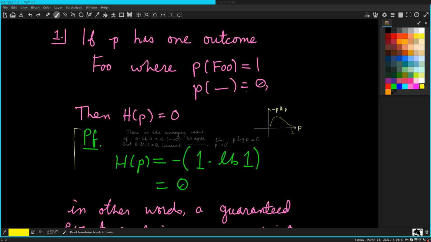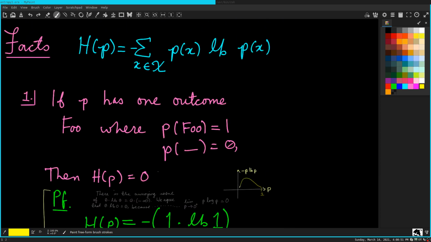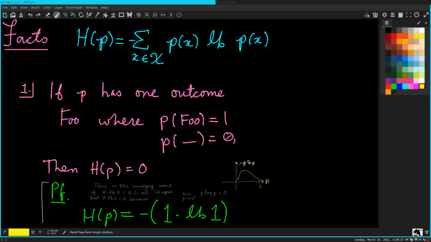You do have to do this annoying thing, because if you just try to directly plug in, the proof is that you plug in 0 for every value of x except one, so p of x equals 0 for every event except foo, and p of foo is equal to 1. So you get a bunch of terms that are 0 times the log of 0, plus 1 times the log of 1.